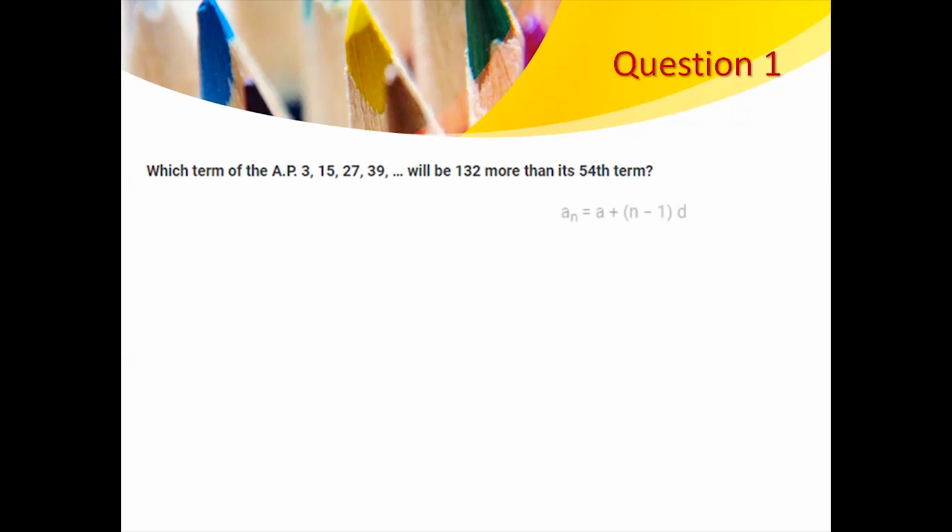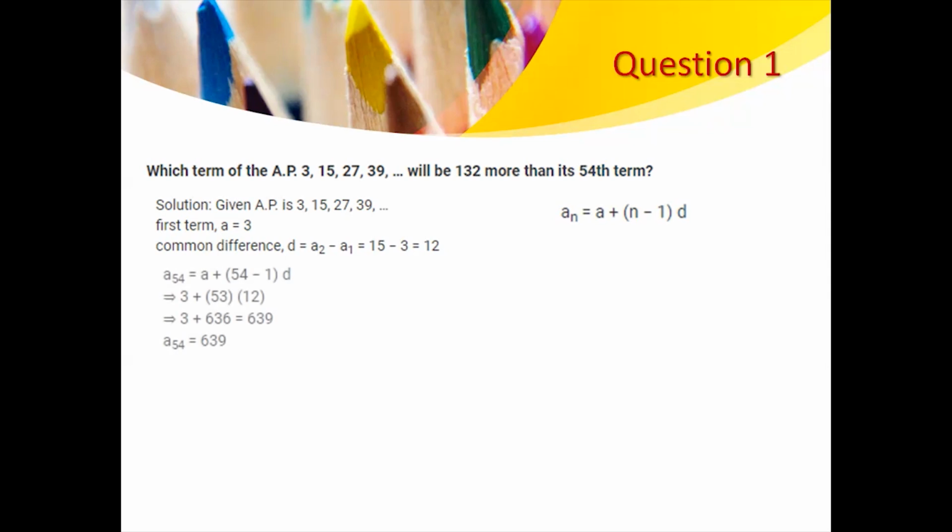So first step, let's recall the formula. An is A plus n minus 1 into D. Now next step, find first term, find common difference. First term is A, common difference is 12. Then find the 54th term. So the 54th term will be A plus 54 minus 1 into D. So A plus 53D. Put the value of A and D. We get my 54th term as 639.